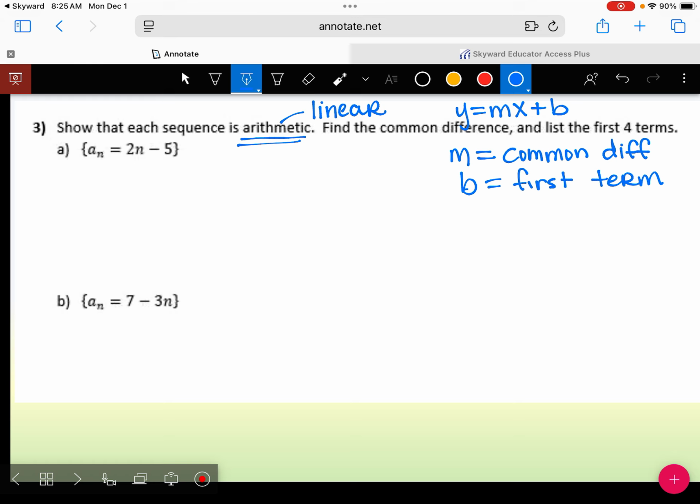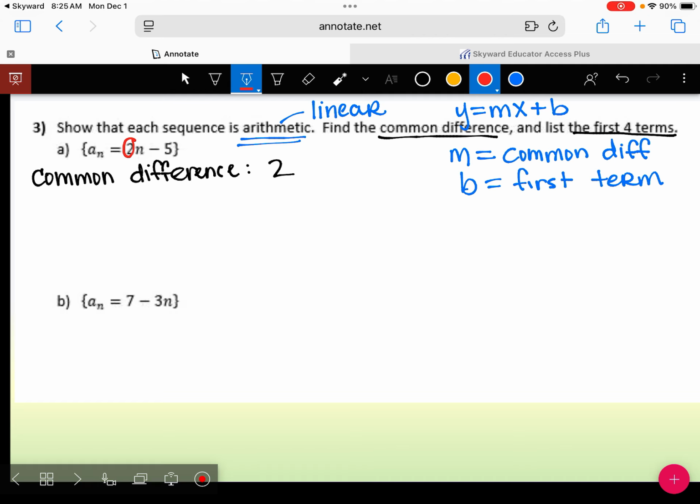So looking at part A, what is my common difference? The common difference is what? So it says find the common difference and list the first 4 terms. So the common difference is what? What's the slope of this linear equation? 2. All right, the slope is always the number in front of the variable.